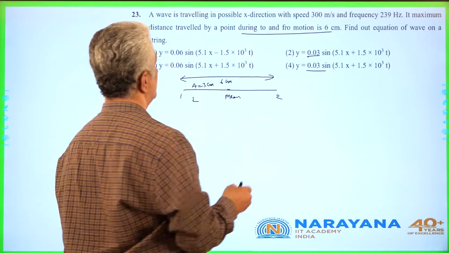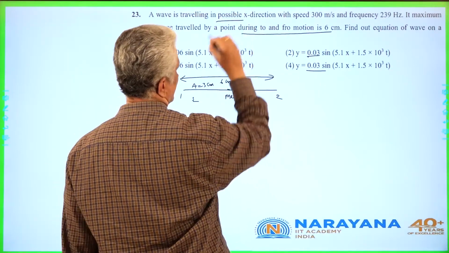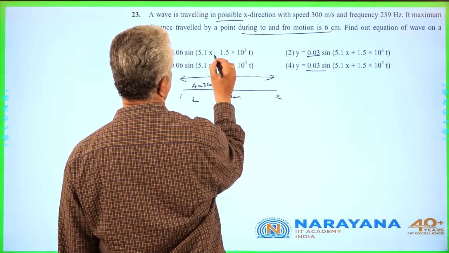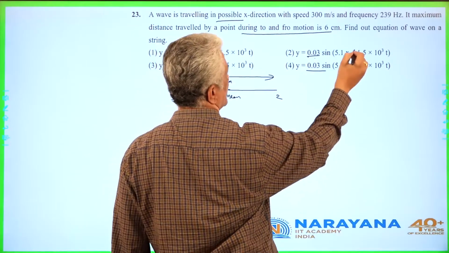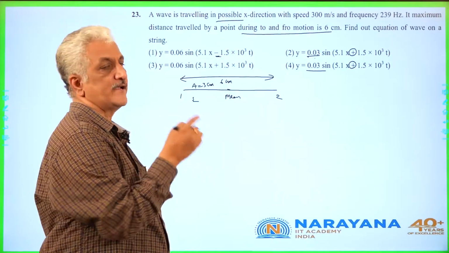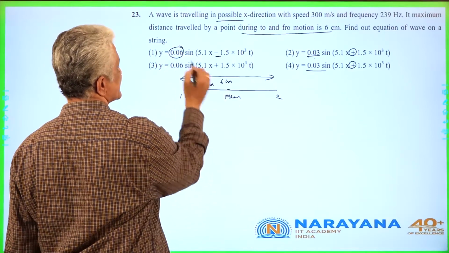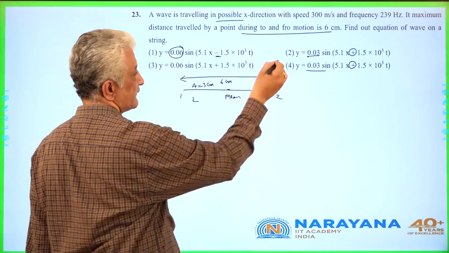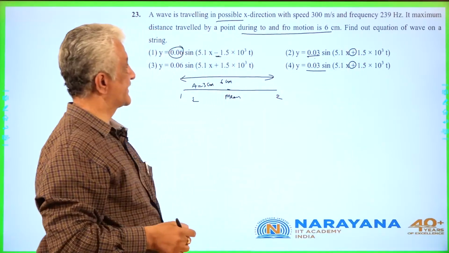But it is given as positive, and if it is positive, it should have a minus sign. Here the minus sign is there. Out of these two one should be correct, but no minus sign is there. Out of this definitely one should be correct, but this is wrong because 0.06 is not the amplitude, it is double the amplitude. So out of these two, definitely a minus sign should be there, then one should be correct here.